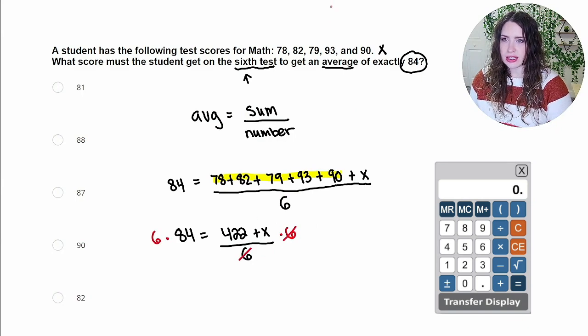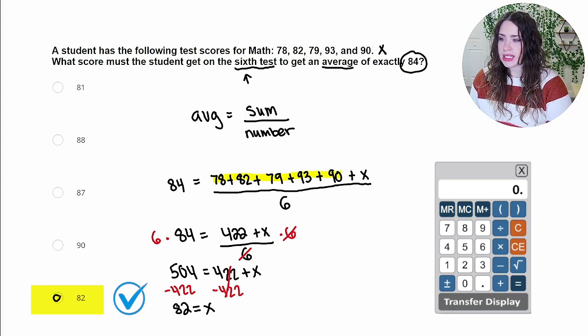So those are going to cancel. 84 times 6 is 504, which is equal to 422 plus X. And then our last step to isolate the X is to go ahead and subtract that 422 from both sides of the equation. So 504 minus 422 should give us an answer of 82 is equal to X, which we see is the correct answer right here.